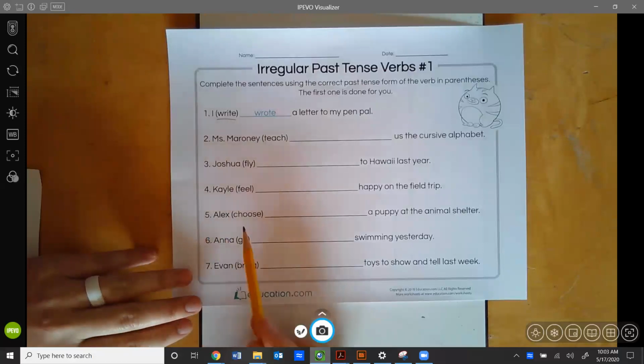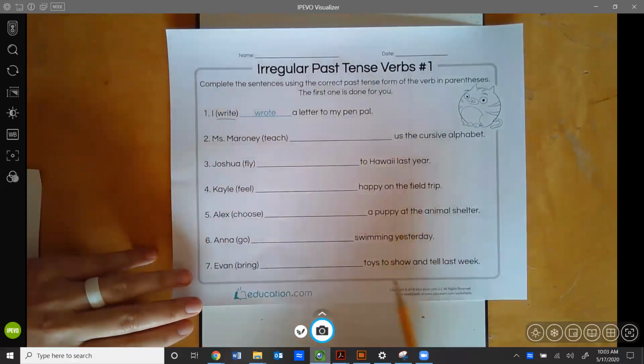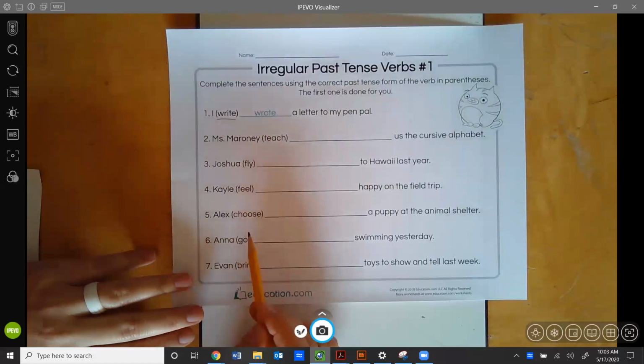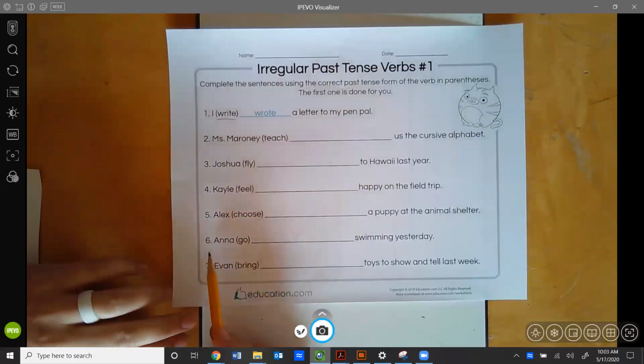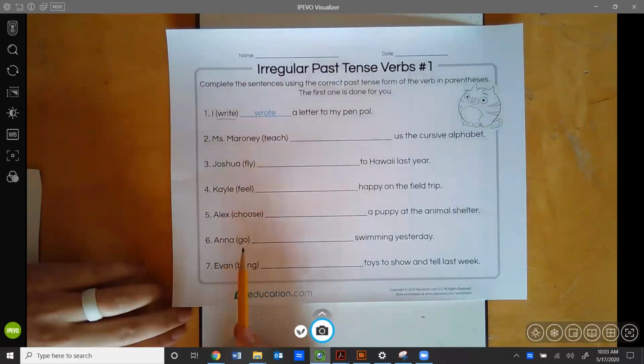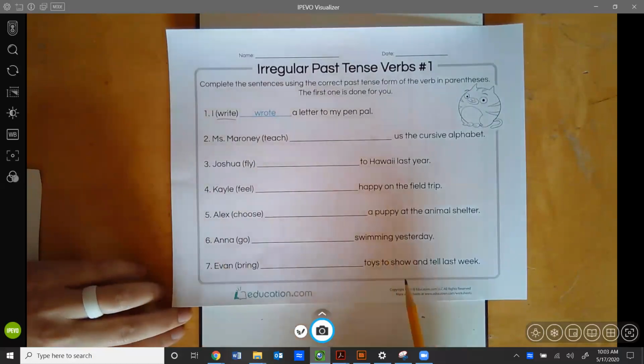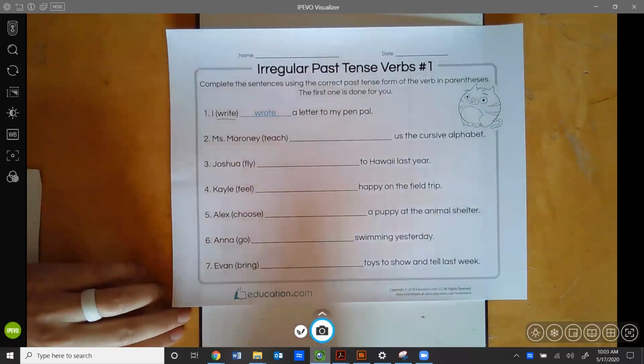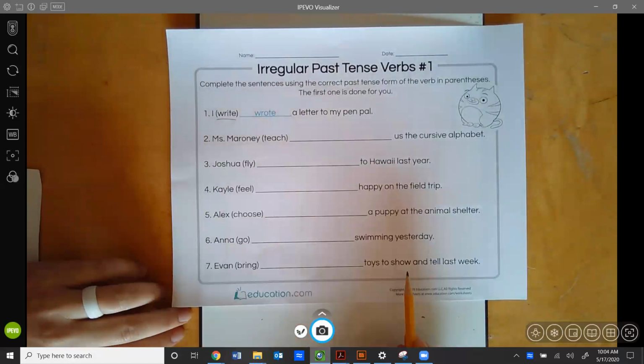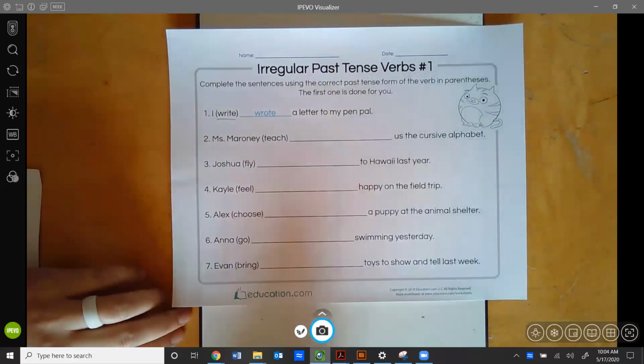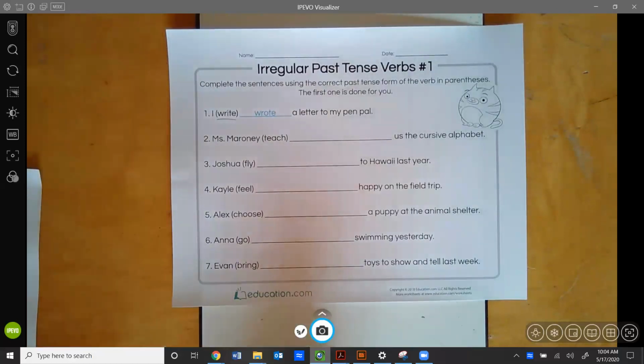Number 5, Alex chews a puppy at the animal shelter. Choose needs to be changed into its past tense form. Number 6, Anna go swimming yesterday. Change go into its irregular past tense form. Number 7, Evan bring toys to show and tell last week. And last one, you've got to change this into the irregular past tense.